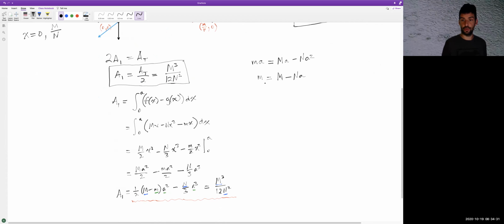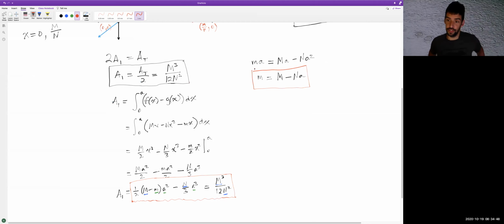Here's my second equation with little m and a in it. So now I've got two equations. This equation, I'll box it in red, and this one here. Okay, two equations involving these two unknowns. We might be able to solve them.